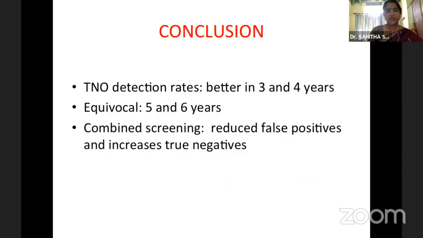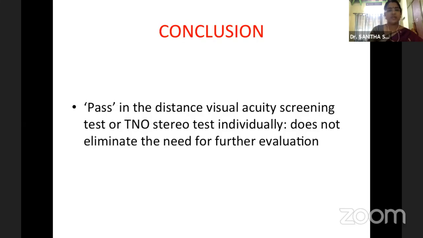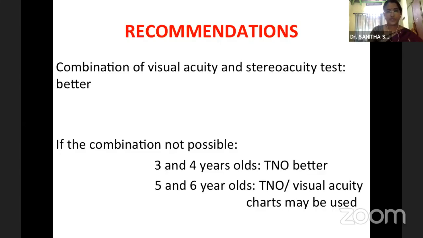So to conclude, TNO detection rates were better in 3 and 4 years, equivocal in 5 and 6 years between the two charts, and combined screening reduced false positives and increased true negatives. Passing a simple distance visual acuity screening test or TNO test individually does not eliminate the need for further evaluation in these young children. A combination of visual acuity and stereo acuity tests is the best recommendation. If the combination is not possible due to time or resources, in 3 and 4 year olds go for TNO, which would give you better detection rates, and in 5 and 6 years, please go for either of the charts. Thank you.